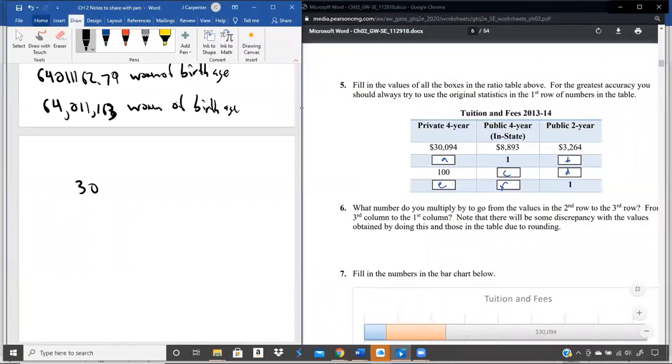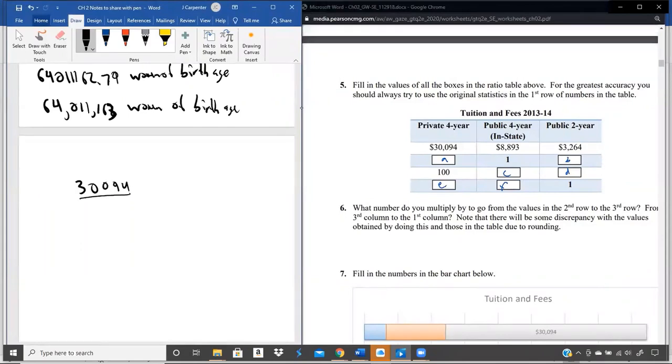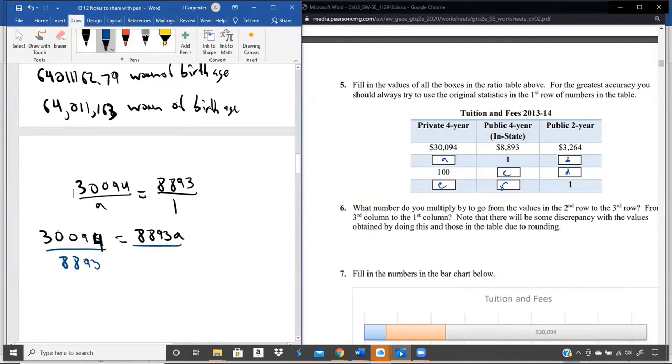So we're going 30,094 over A equals 8893 over 1. Remember, there's arguably 16 different ways I can write this proportion with those 4 values and variables and still get the answer right in the end. There's also plenty of ways we can write it wrong. My favorite is top over bottom equals top over bottom. Cross multiply. I'm not going to show every single step. 30,094 times 1 is 30,094 equals 8893 times A. Divide both sides by the number with the variable. Divide by 8893.